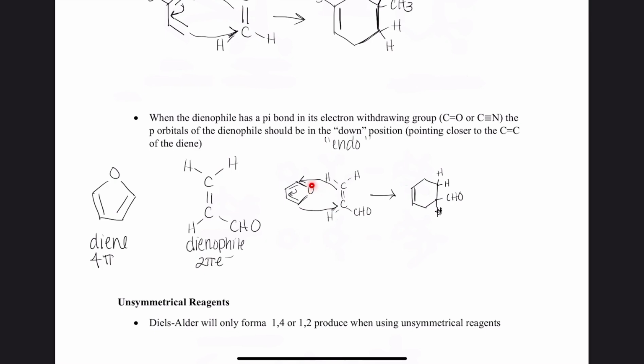Also, I want to take a look at this oxygen right here. This oxygen is connected to our diene by these 2 carbons. And these 2 carbons that are connected to our oxygen are now going to become our bridgehead. So this is what our structure looks like planar.